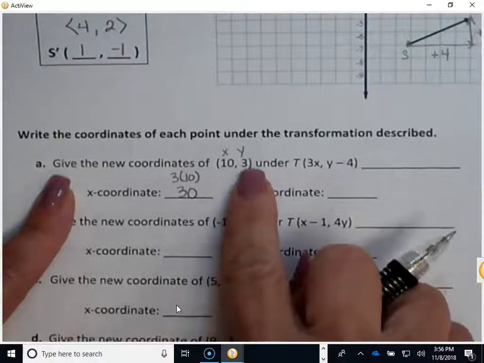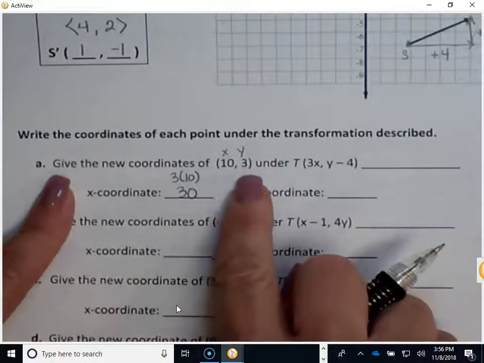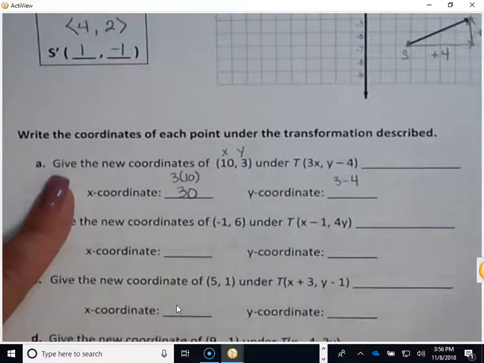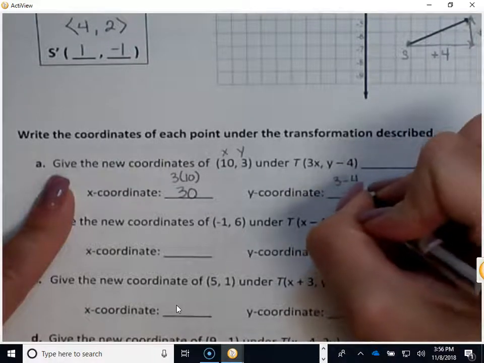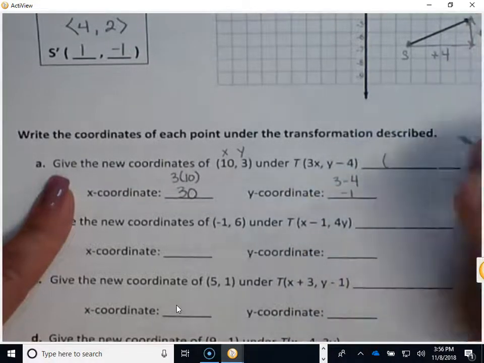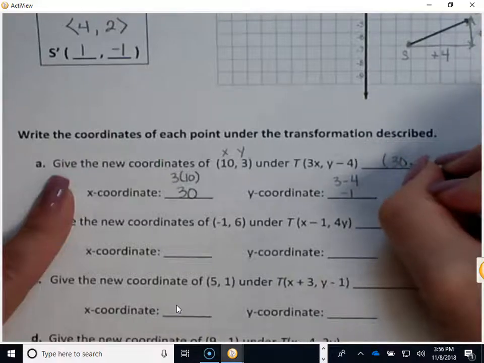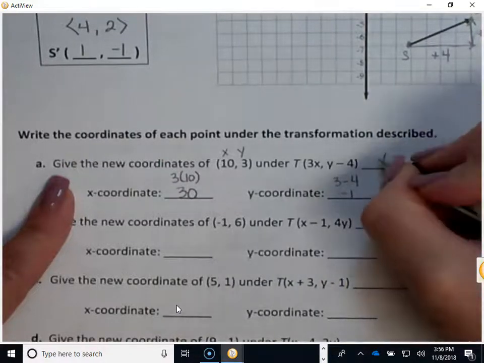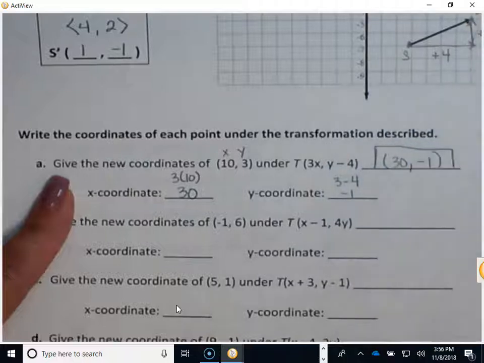For my y coordinate, we're taking the y minus 4. So if my y is 3, then to get my y coordinate, I take 3 minus 4. That gives me negative 1. So my new ordered pair, x comma y, is (30, negative 1). So this would be your new coordinate.